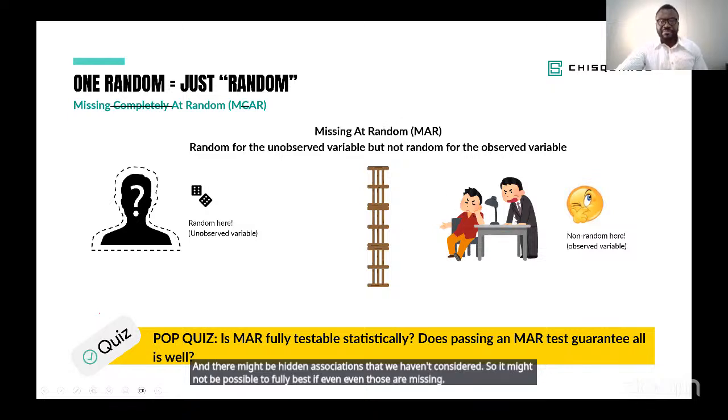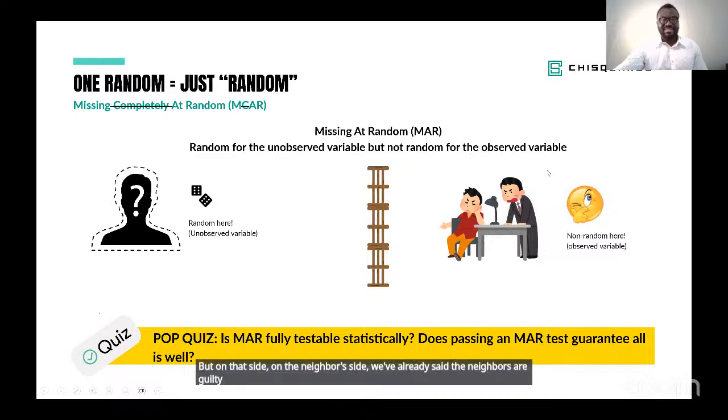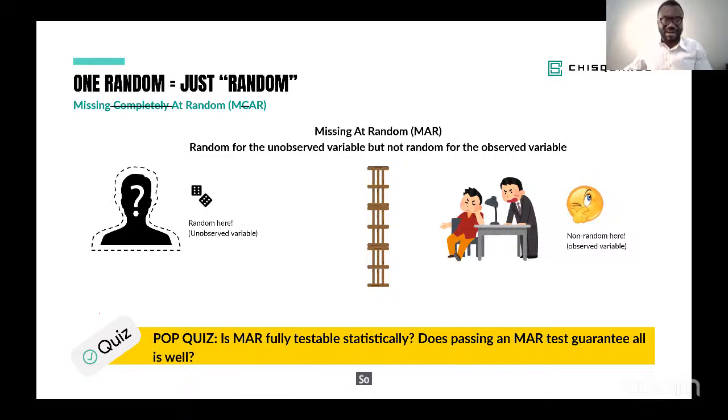Okay. But on the neighbor side, we've already said the neighbors are guilty. So whether it's one neighbor or 10 neighbors, we already concluded on that side that the neighbors are guilty. So it's not random on that side. So your argument will have to be on this side. Your argument was on this side. So without the guy, we cannot test at all. Exactly.